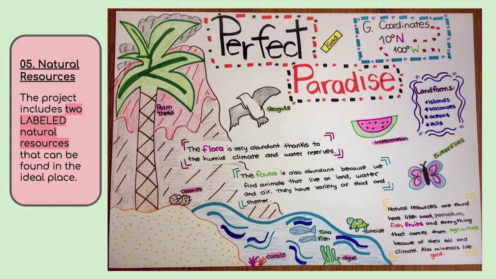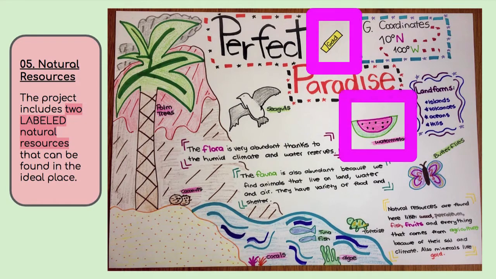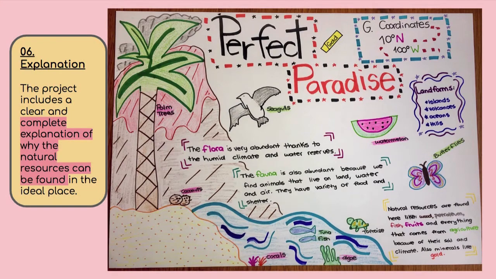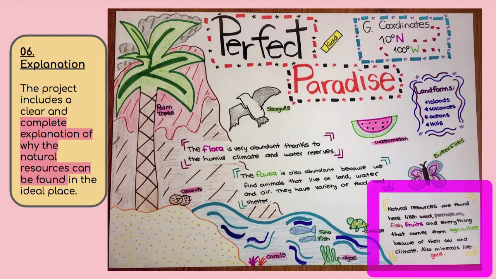In fifth place, you have to have at least 2 natural resources labeled. Do you see? I wrote gold and watermelon. I also added tuna fish. In sixth place, you have to have a complete explanation of why the natural resources can be found in your ideal place. Here I wrote why we can find fish, fruits, minerals like gold, among others.